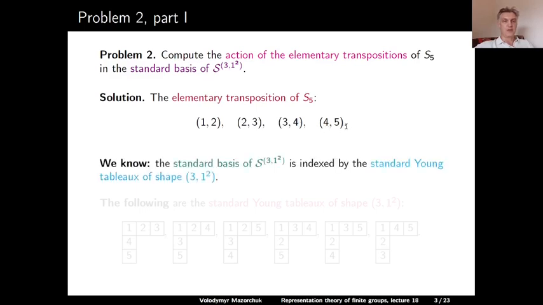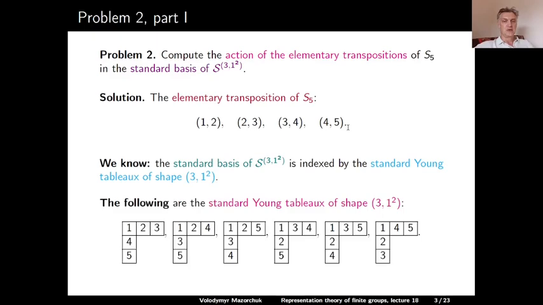From our theoretical part, we know that the standard basis of a Specht module is indexed by the standard Young tableaux of the shape which corresponds to the partition for the Specht module. So in our case, we need standard Young tableaux of shape 3, 1, 1. Here are the 6 standard Young tableaux of shape 3, 1, 1.